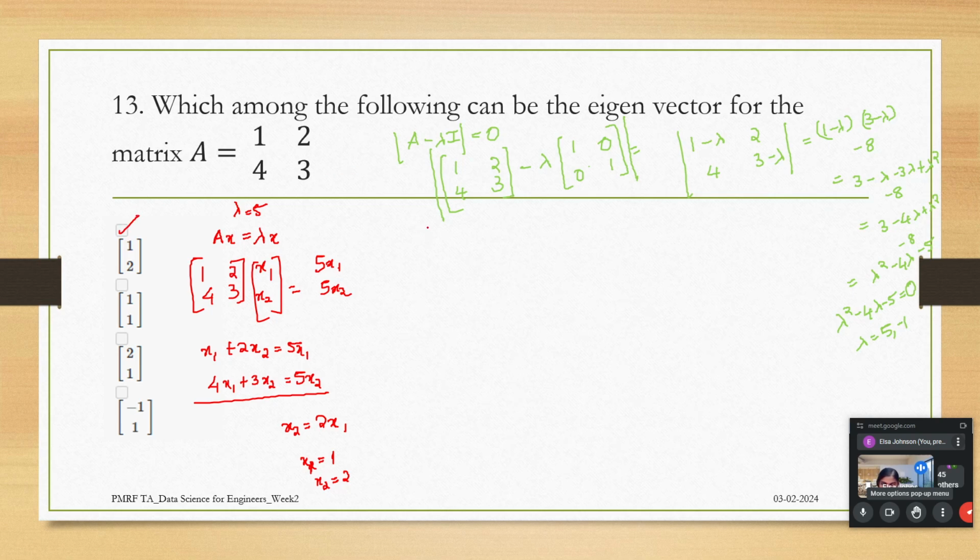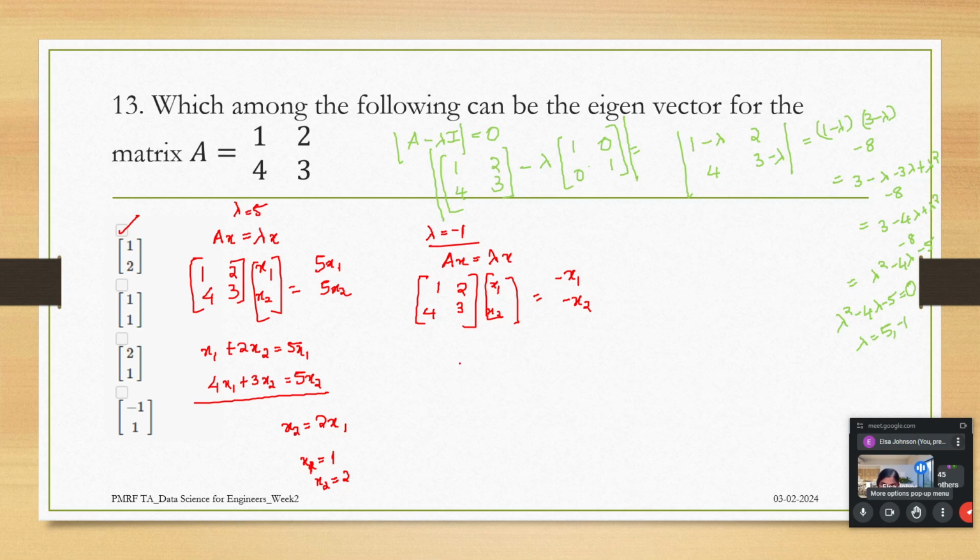Then we will see for lambda equal to minus 1. In the same equation Ax equal to lambda x, that means 1, 2, 4, 3 times x1, x2. Yes, somebody has said D will be coming. Yes, that is true. Just for the explanation, I am putting this here. It will be minus x1, minus x2, putting the lambda value as -1.